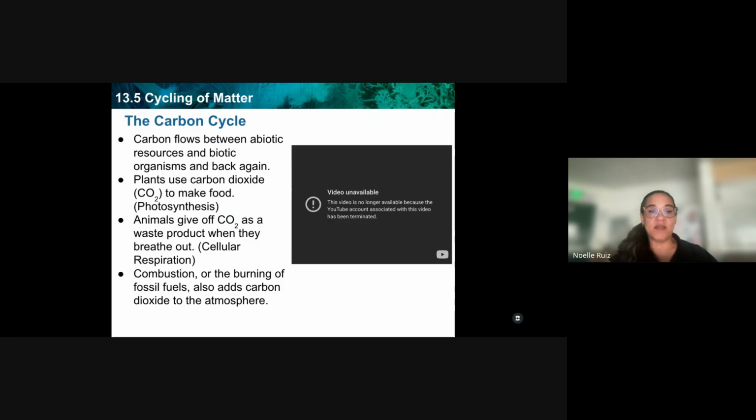Carbon flows between abiotic resources and biotic organisms and back again. Plants use carbon dioxide to make food through photosynthesis. Animals give off that carbon dioxide as a waste product when they breathe out.